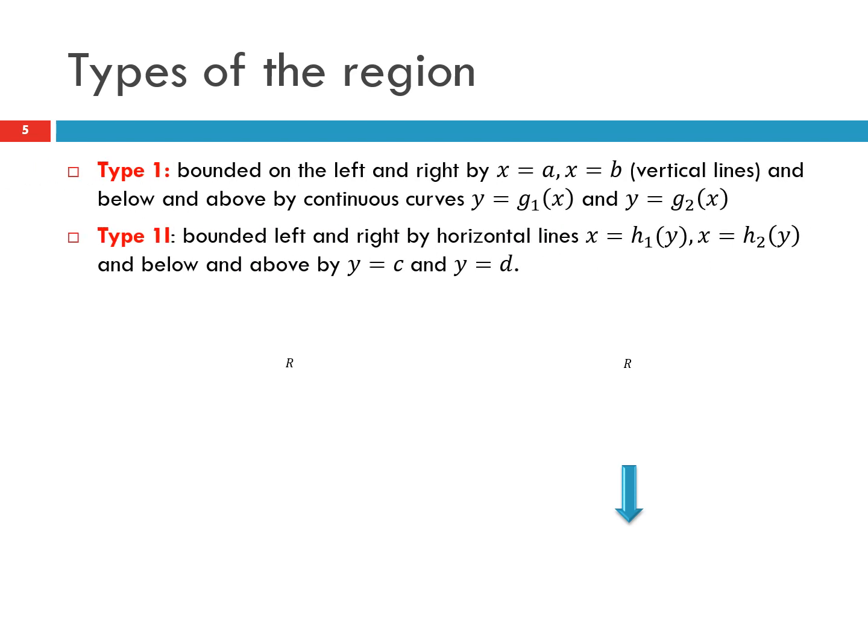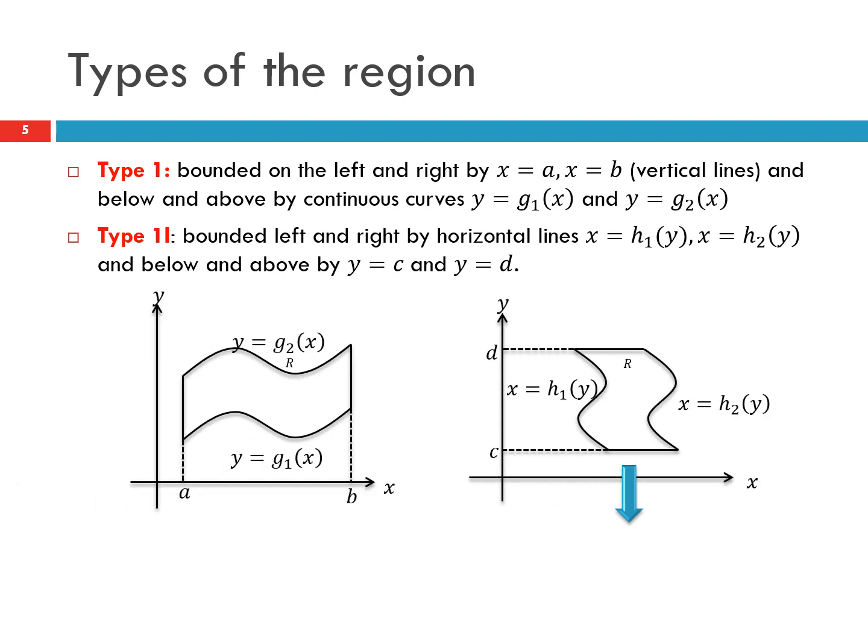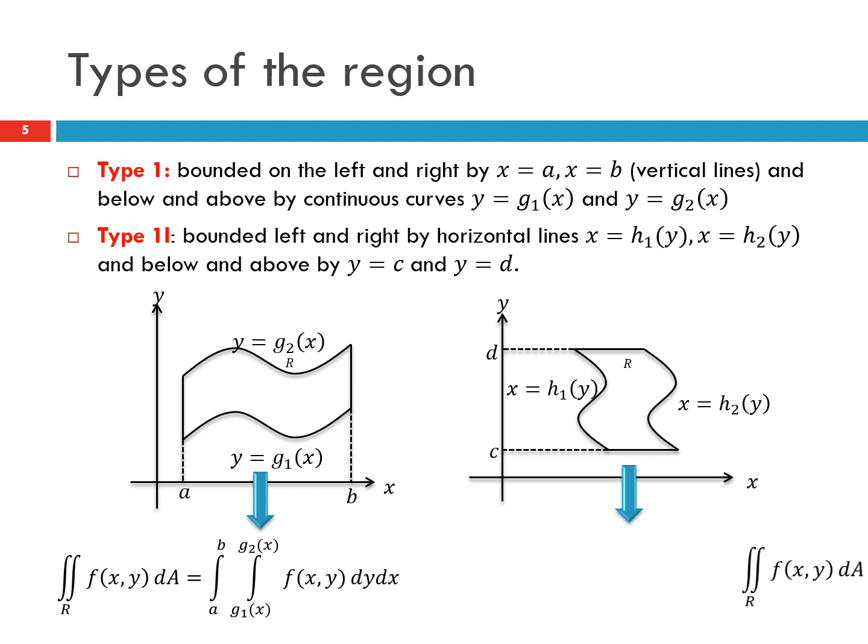As a conclusion for non-rectangular regions, we have type 1 and type 2, where type 1 has the limits of integration of x from a to b, and the limits of integration for y from g1 to g2. So we have type 1 and type 2.